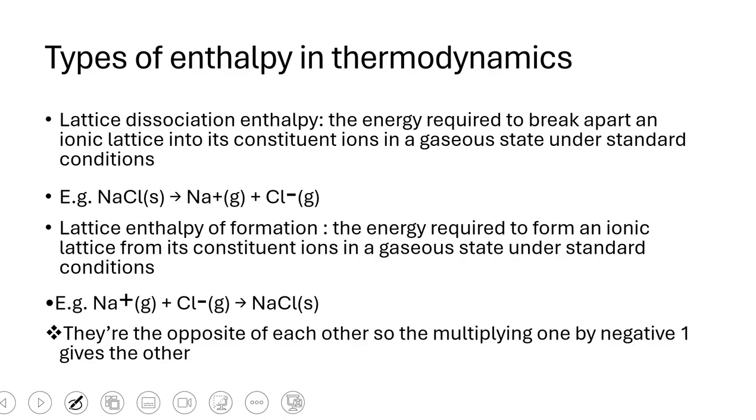And these are the types of enthalpy in thermodynamics. We have the lattice dissociation enthalpy, which is the energy required to break apart an ionic lattice into its constituent ions in a gaseous state under standard conditions. And this is the example of the formula. So this is the ionic lattice, and we break it apart into its constituent ions.